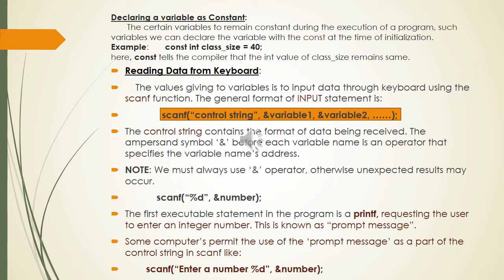Here we must always use the ampersand operator, otherwise unexpected results may occur. You write the scanf function like this: scanf("%d", &number). If you want to enter a number through the terminal, this is the format. The first executable statement in the program is a printf statement. First you give printf, enter the number, then scanf.